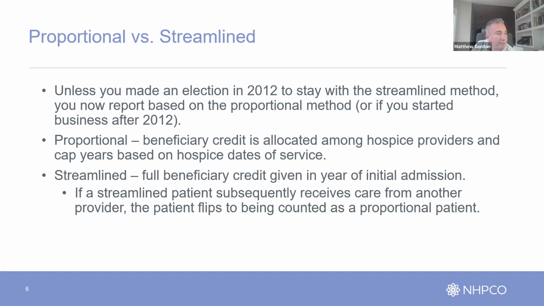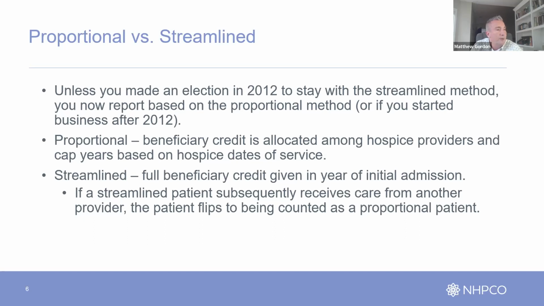The streamlined method, if any of you are on it, you get the full credit in the year of admission. So even if you admit a patient on September 30th, the last day of the CAP year, that full $32,000 credit goes to you in full in that CAP year. The difference with proportional is if you admit on September 30th and you're a proportional hospice and that patient lives on for several weeks or months, you would have a very minuscule fraction of a credit because you only had 1 day of service in that initial admission year, and the vast majority of the credit would push into the next year where all the days of service were.